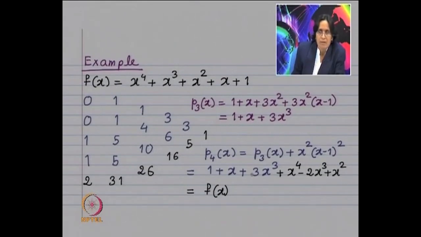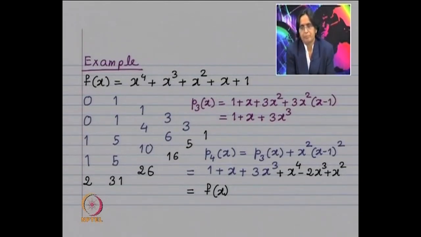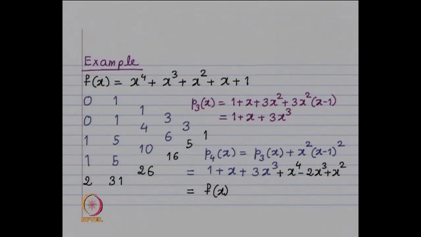When you simplify, so this was our P3(x), 1 plus x plus 3x cube, x square into (x minus 1) square will be x raised to 4 minus 2x cube plus x square. So, you get back f(x), which is what it should be. You have got a function f to be a polynomial of degree 4 and you are considering the interpolation from a space of polynomials of degree less than or equal to 4.